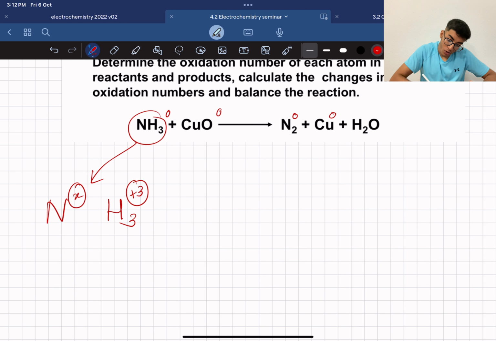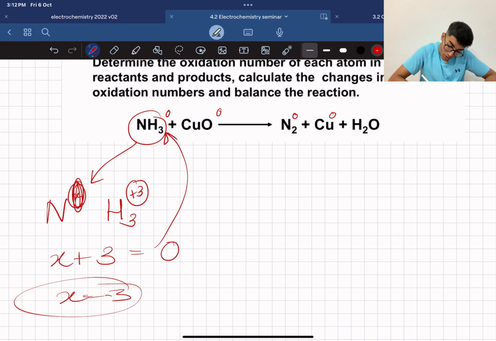Let's consider N to have an oxidation state of X. We know that X plus 3 will be equal to 0, coming from here. So X is equal to -3. So the charge of N over here in this particular situation is -3.